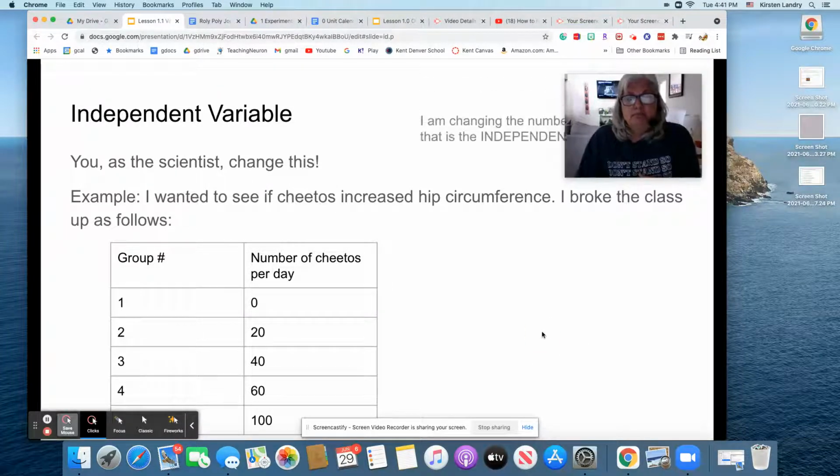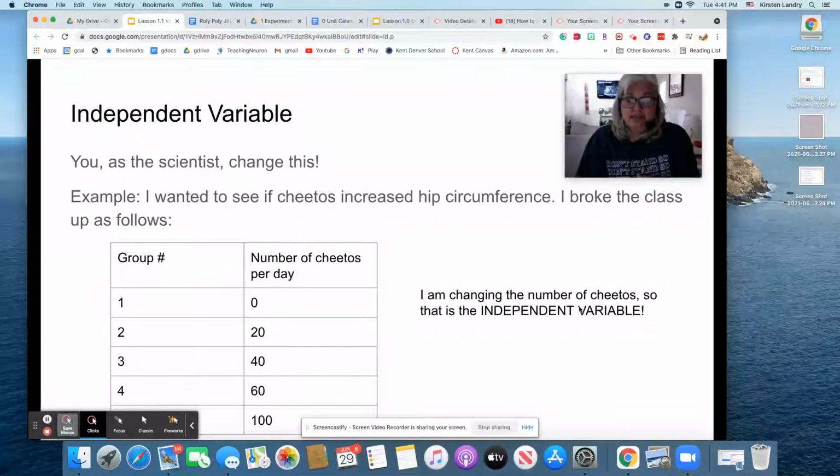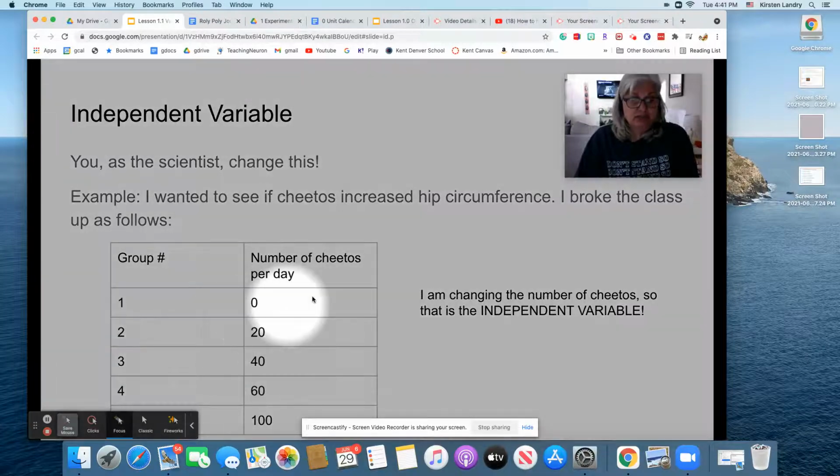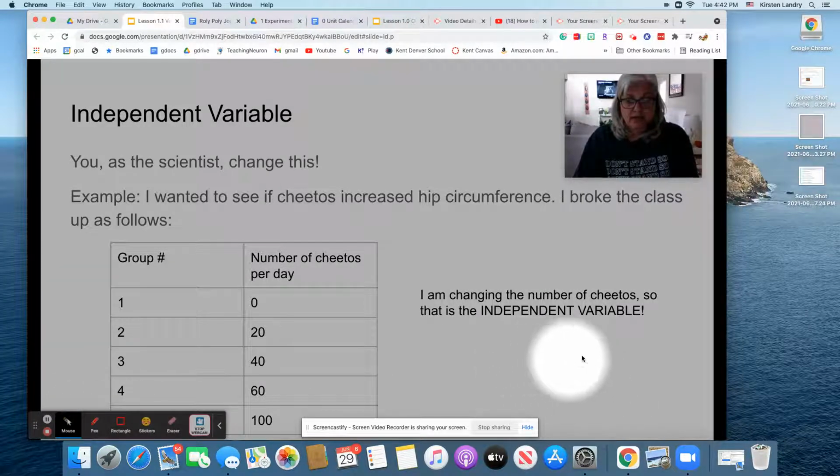So by doing this, you can see that I'm changing the number of Cheetos that these people are eating. So if you look right here, number of Cheetos, I've changed this as the scientist. So that is my independent variable. Kind of makes sense, and hopefully you get that.